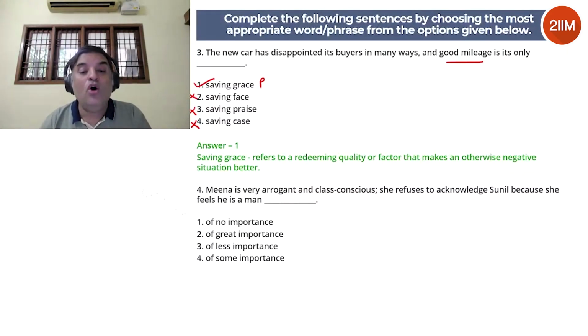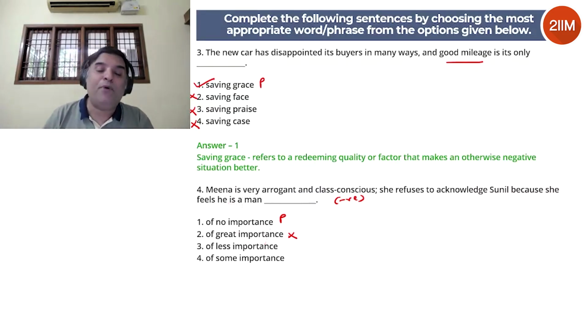Okay, let's look at 1, of no importance. She refuses to acknowledge Sunil because she feels he's a man of no importance. Yeah, this fits. Let's park it. Man of great importance won't make sense. This is clearly a negative word. That's why, if you can't guess the word, at least try to guess the connotation: positive, negative, or neutral. Now you know that this will be negative, so it can't be 2 because 2 is positive. So you can match the connotation. Connotation is nothing but the vibe of it. Because she feels he's a man of less importance.